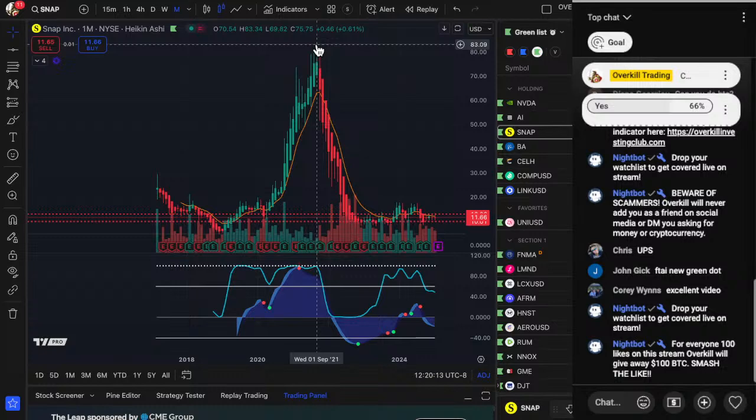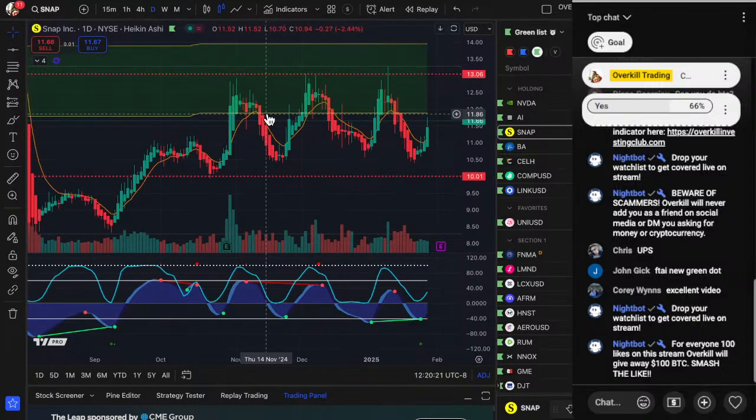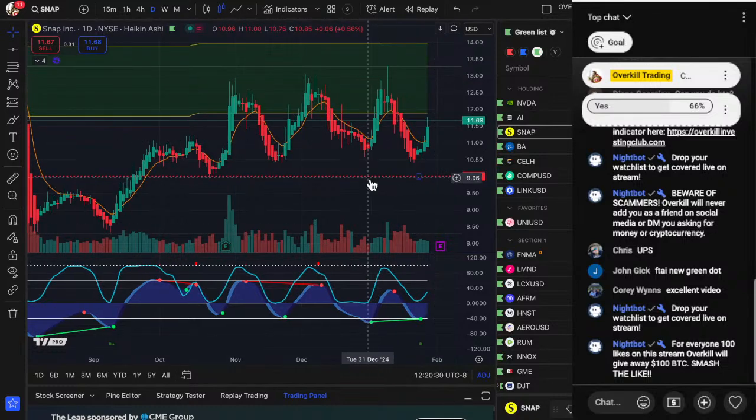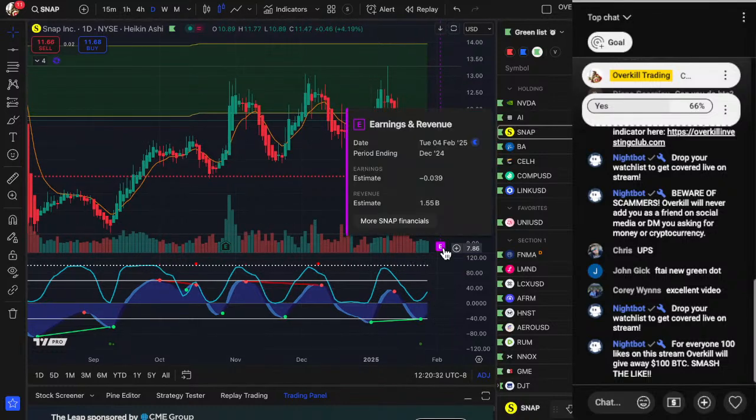This thing was up at $83 back in 2021. $83. It's sitting at $10 right now. If it goes to half that, that's a 400% move. So again, we're just playing the dots. We're entering here on the dot on Monday. That was at 10.50. Okay, I'm thinking it's going to go back to at least 13. They got earnings coming out next week as well on the 4th.